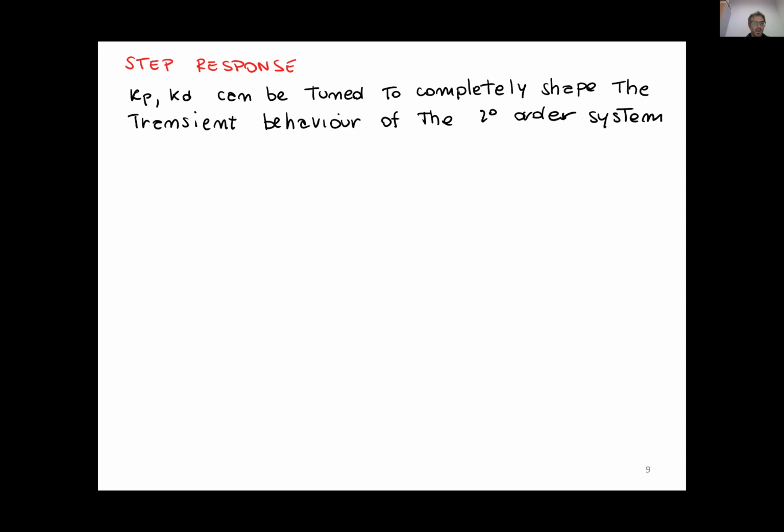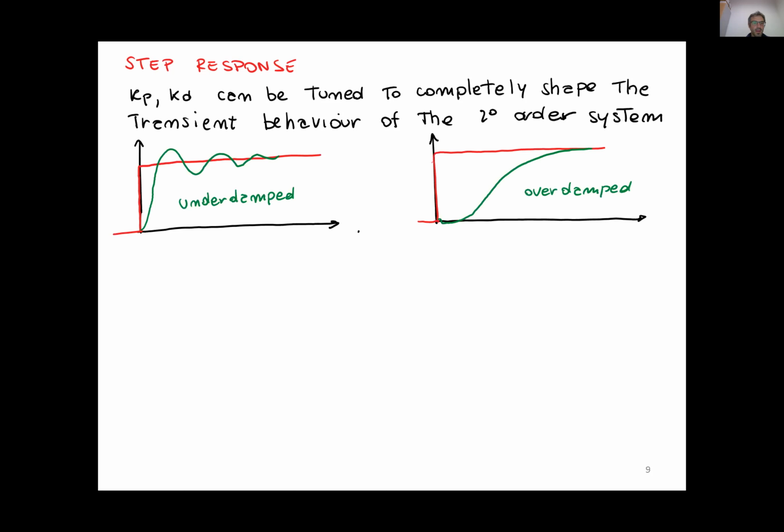So, satisfying some dynamic specification. For example, to have a certain overshoot, we will need a certain value of damping and angular natural frequency. And so you can translate your user specification that might say, I don't want more than 20% overshoot, into something that can be converted into numerical values for the gains of your controller.